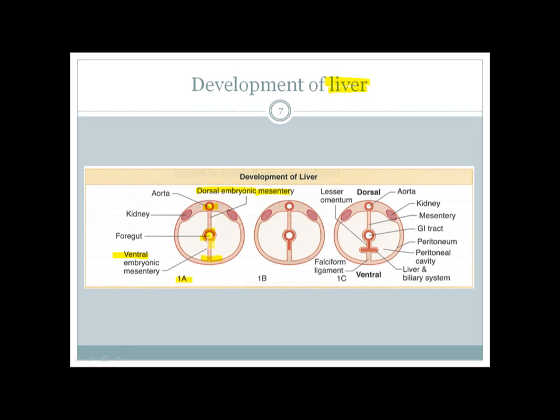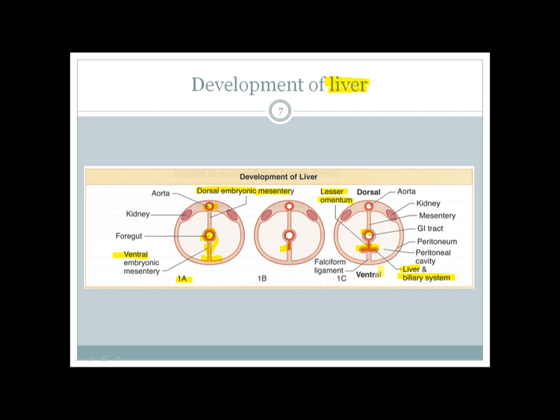And the liver bud is a structure that invaginates into the ventral embryonic mesentery. So here you can see the liver bud, and ultimately it will develop into the liver and the biliary system. So not only the liver but also the gallbladder, hepatic ducts and common bile duct all develop from the liver bud. And you can also note that the portion of the ventral embryonic mesentery that connects the foregut with the liver will later be called the lesser omentum.